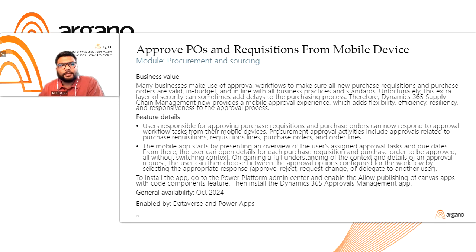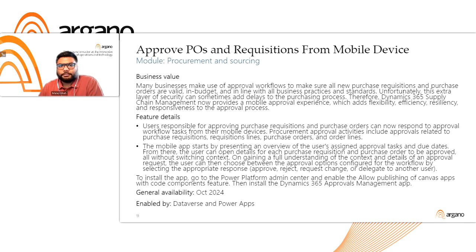Next one is in the procurement and sourcing module. This one is a very great feature coming out. This is for approving purchase orders and requisitions from mobile devices. Many businesses make use of approval workflows to make sure that requisitions and purchase orders are valid, in budget, and in line with business practice and standards.